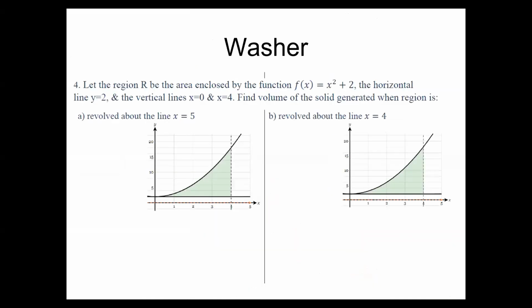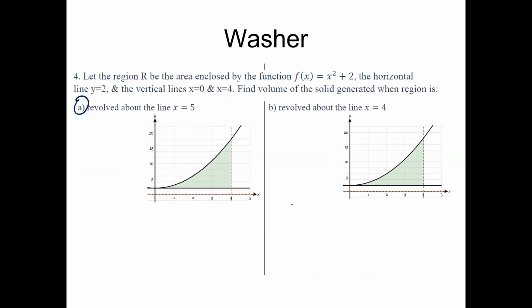Okay, so here is the washer method. I have two different equations. Okay, I'm going to go ahead and do the A one right here. So let's work on A. So it says let R be the region enclosed by the function x squared plus 2. So that's going to be a parabola. And that parabola is going to be this piece right here. So y equals x squared plus 2.